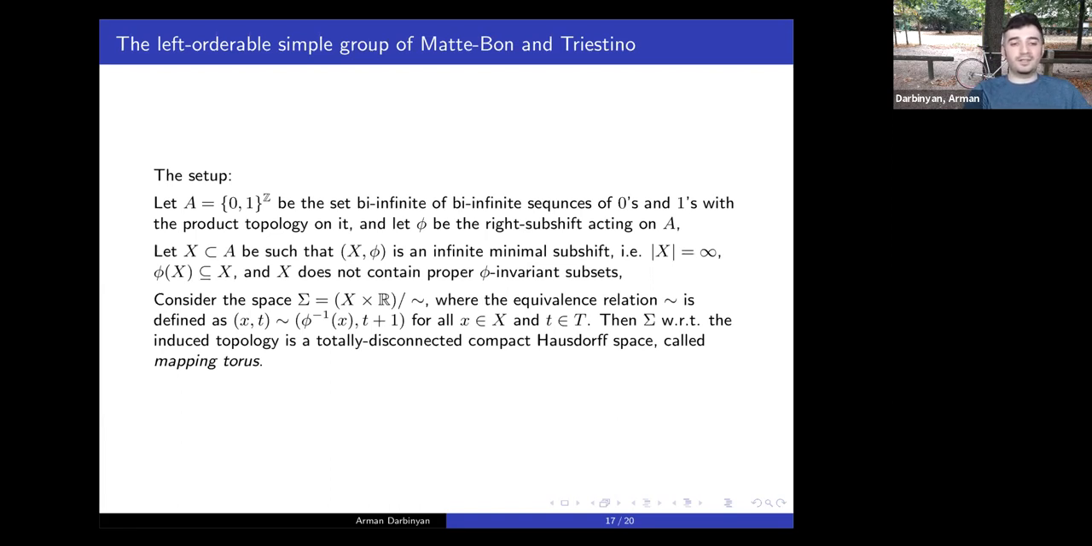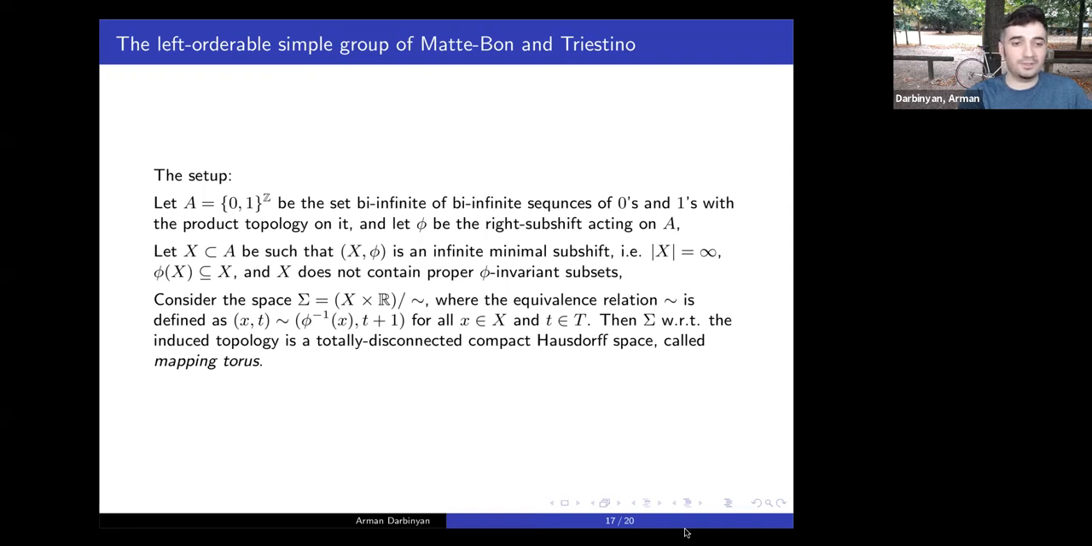And then the groups that Matte Bon and Triestino constructed is actually a group of homeomorphisms of this mapping torus. I would like to give a little bit more detail about how this group is constructed, because first of all, it's very beautiful. So for that, I want to open OneNote.